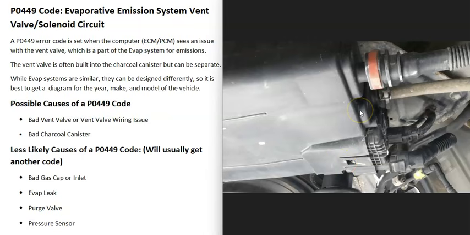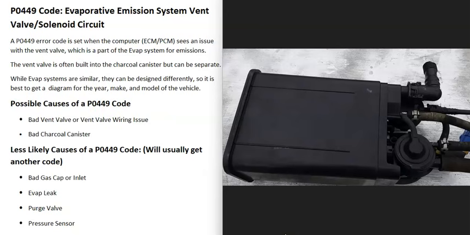Basically, there just might be some kind of problem with that charcoal canister that's causing that vent valve not to be able to work correctly. It could be all clogged up where the wiring harness plugs in. There might be some kind of issue there. And this is mainly going to be when the vent valve is built into the charcoal canister. This is one of the reasons why most mechanics, when they think they have a bad vent valve and it's built into the charcoal canister, just replace the whole thing.